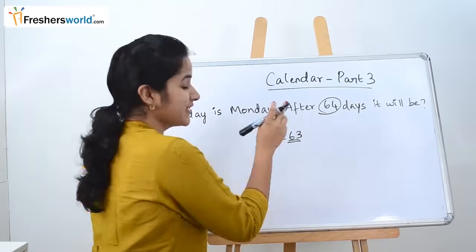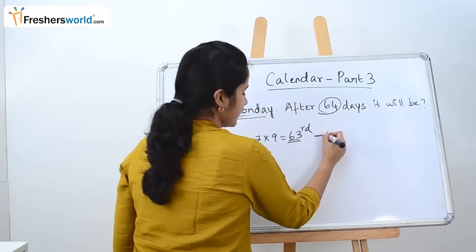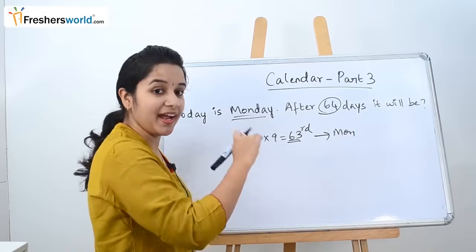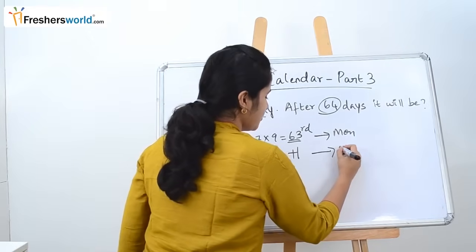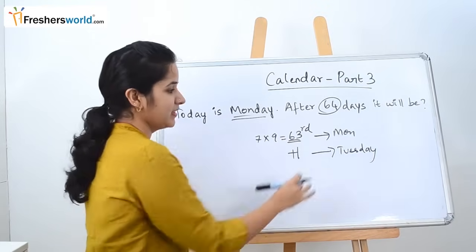So after 63 days also it will be Monday. The 63rd day is going to be Monday. So the 64th day is nothing but one day added to it, which is Tuesday. So the 64th day will be Tuesday.